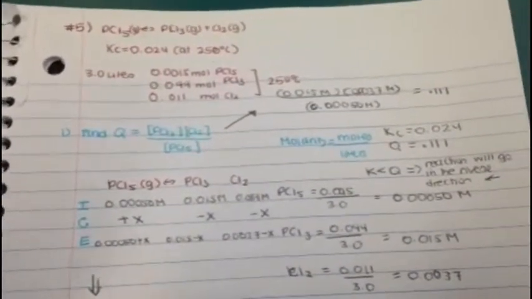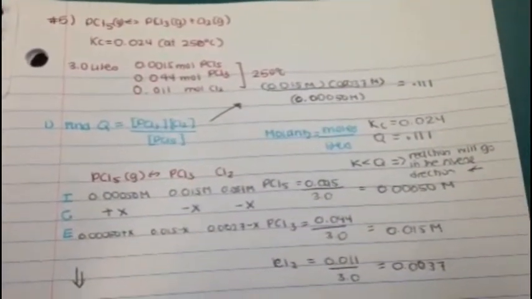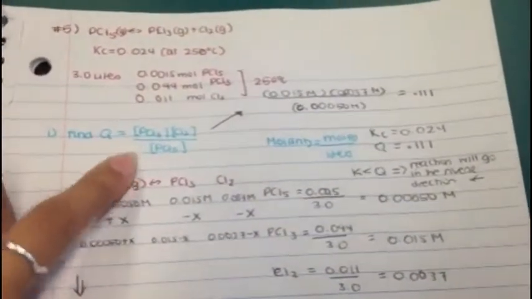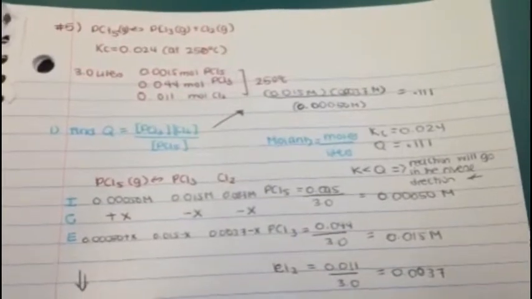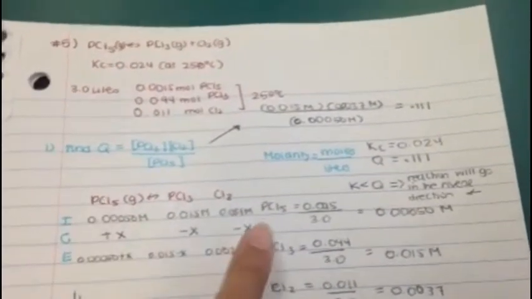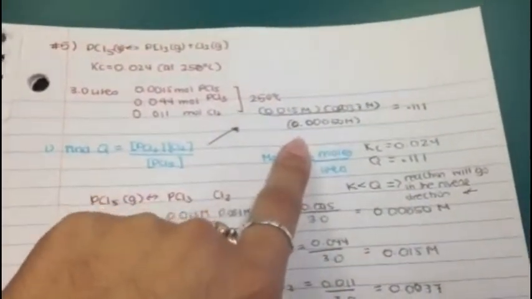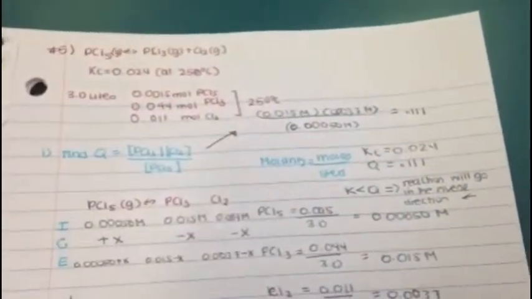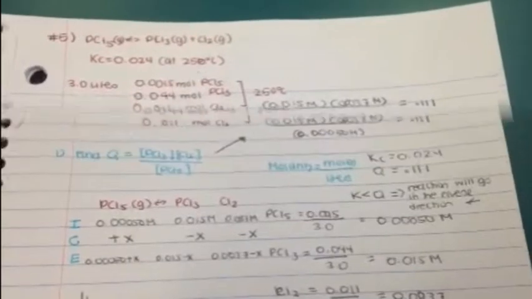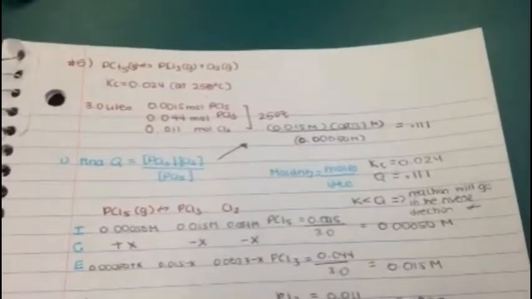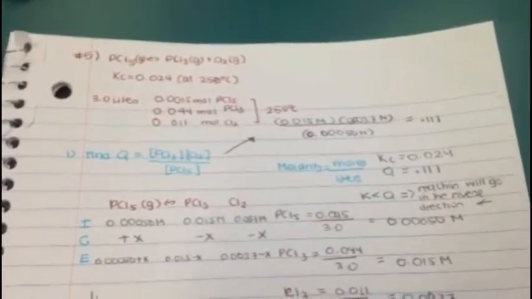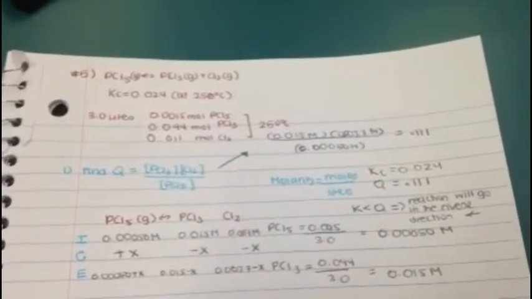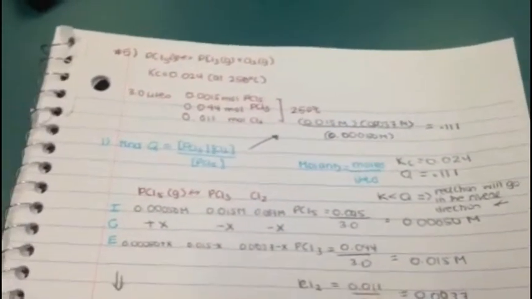The next step is to find the Q value of the equation. We set up the Q value by putting the products over the reactant. We input the molarity values into this equation to get 0.111. We then compare the Q value to the Kc value. And since the Kc value is less than the Q value, the reaction will go in the reverse direction.